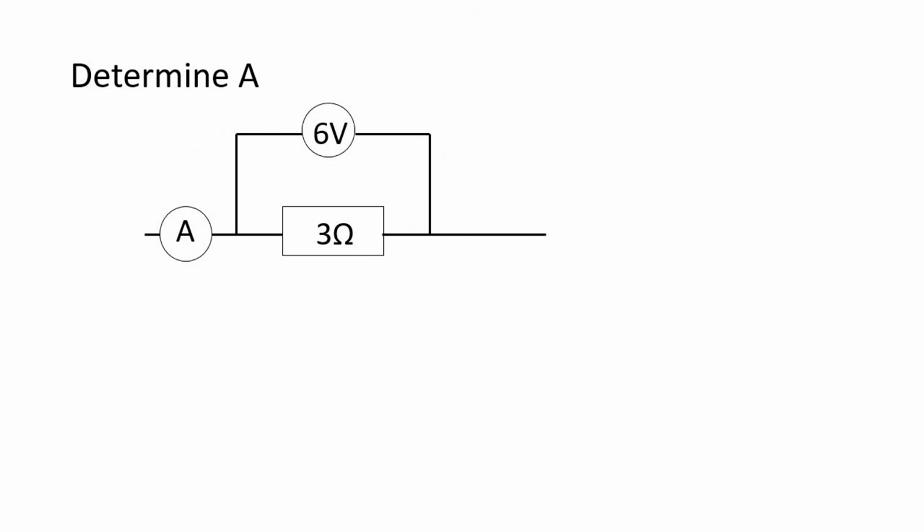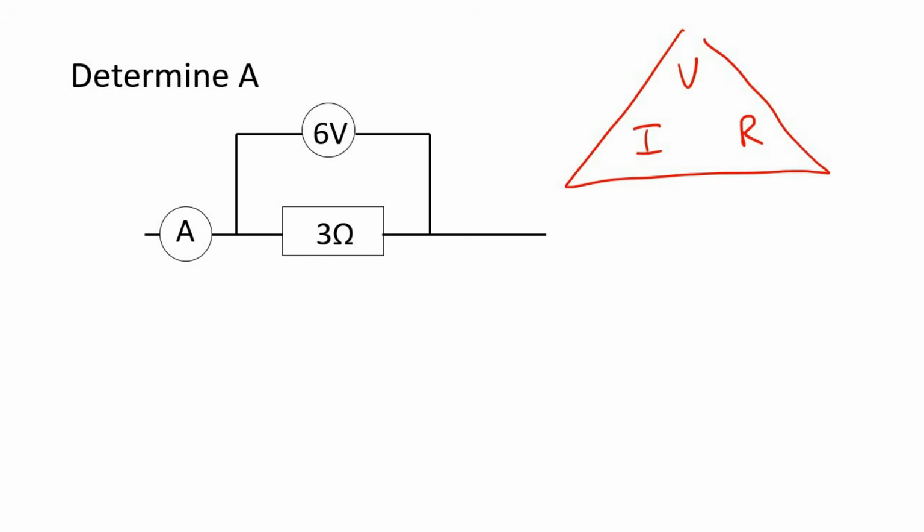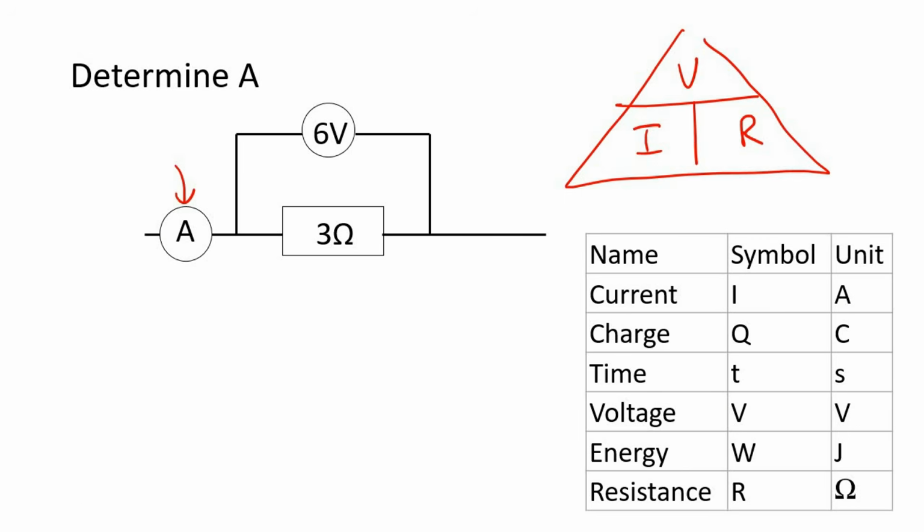Now this one says determine A. Now A is an ammeter, which is current. So if we look at those formulas with the V, I, and R, we need to know that when they're asking you to calculate A, you need to remember that A is current. So that's the I. So we could then say that I is equal to V over R, because that's what you get if you use this formula. So we need a voltage value. Okay, so we've got a voltage value of 6.